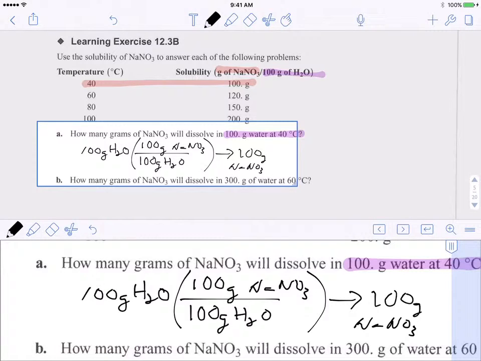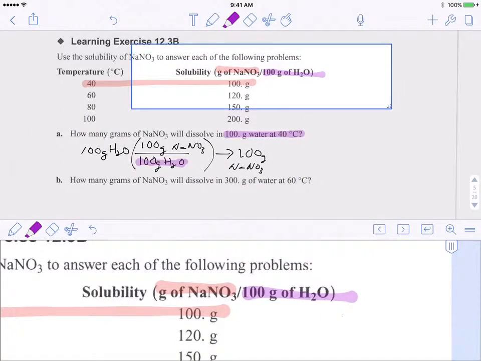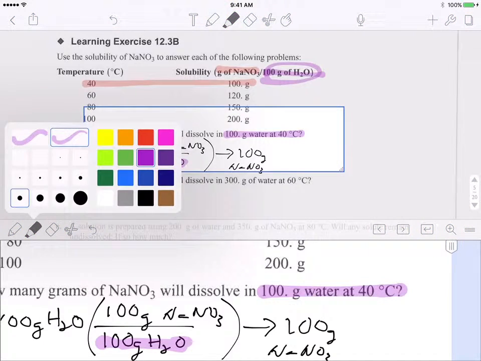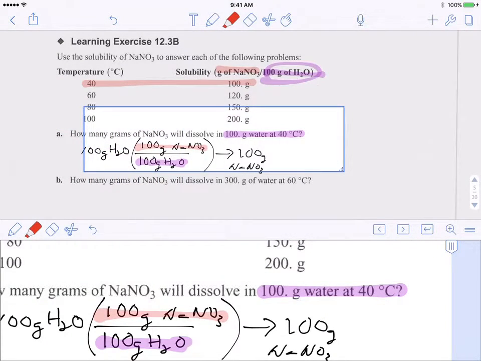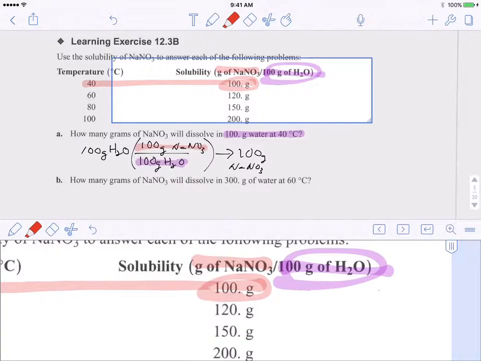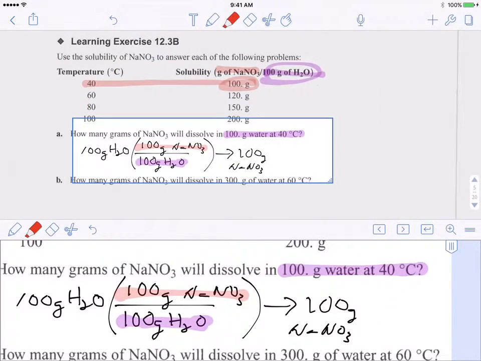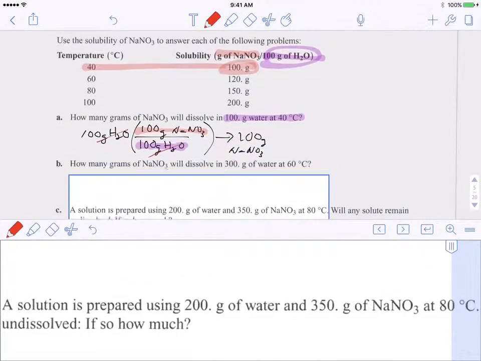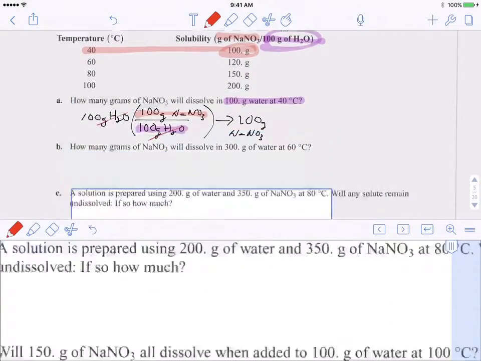Sweet. So, quick review. This 100 grams associates with this 100 grams. And it gets really confusing with all the different colors. Here, NaNO3 associates with this right here. All right, so that's my ratio, 100 to 100. And then, of course, my units would cancel. So let me just get a quick marker here. 100 grams of water cancels grams of water, and I'm left with grams of sodium nitrate. Oh, moving on.